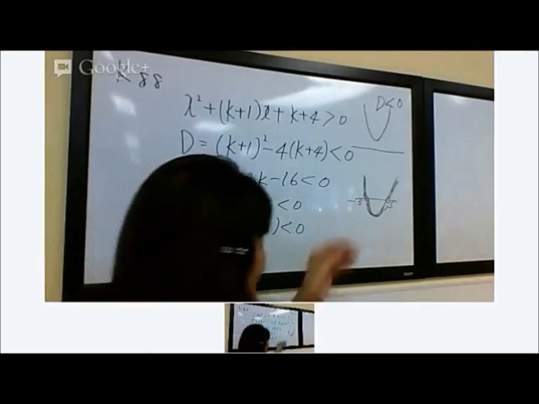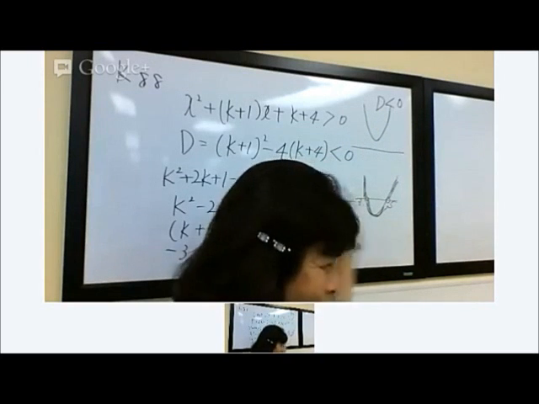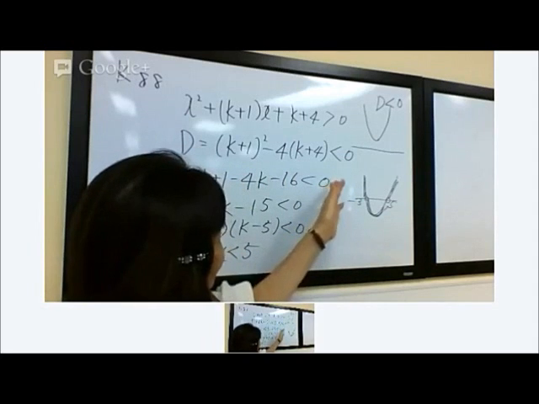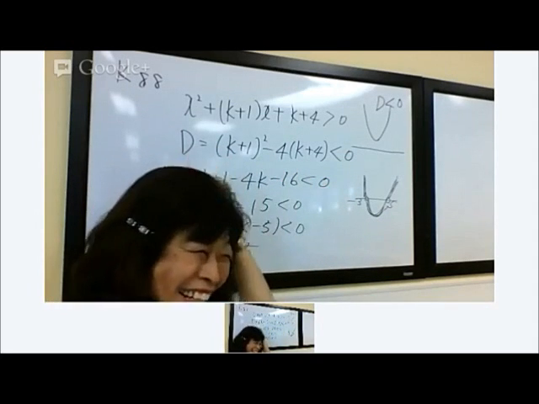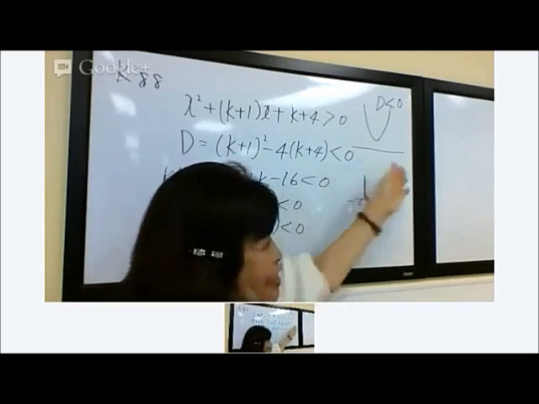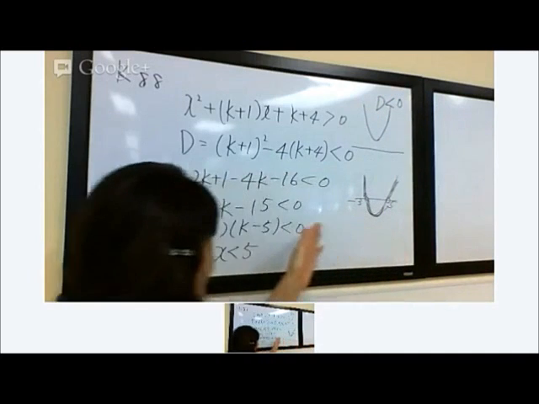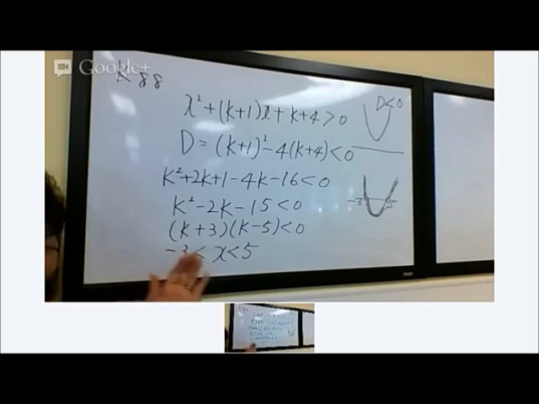Then we are working on this one, right? Now K is coming up, the inequality in terms of K, right? We need to find the K value, less than 0. The entire value is this one, but we focus on the K now. So that's why we need to solve this inequality in terms of K. Did you get that, Vicky?